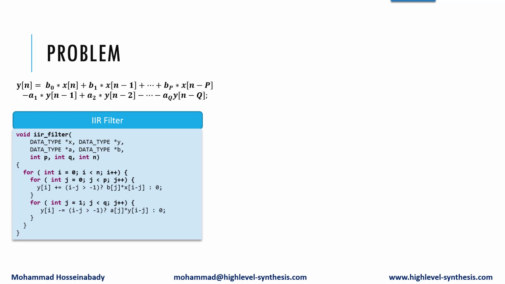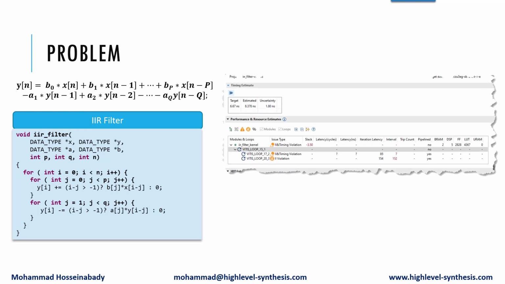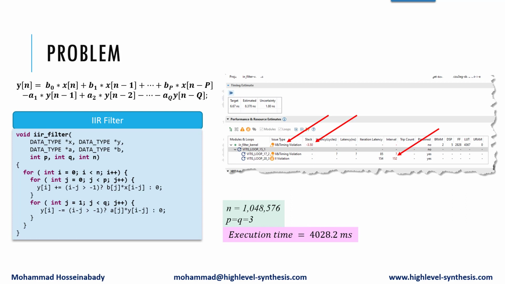If we synthesize this code with Vitis HLS at 150 MHz for the Ultra96 version 2 board, this figure shows the corresponding synthesis report. As can be seen, there are two violations in the report: timing violation and initiation interval violation. Whereas the timing violation may cause errors in the final results, the initiation interval violation reduces the performance. I have assumed n is around 1 million and P and Q are 3.